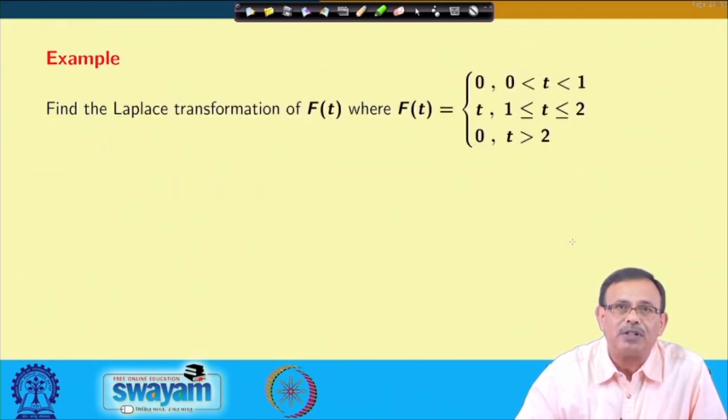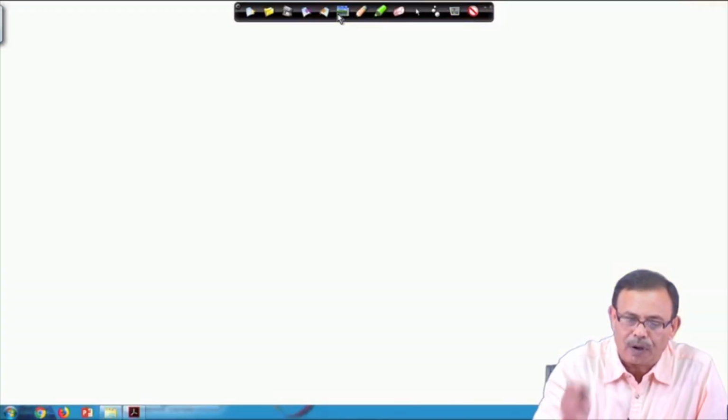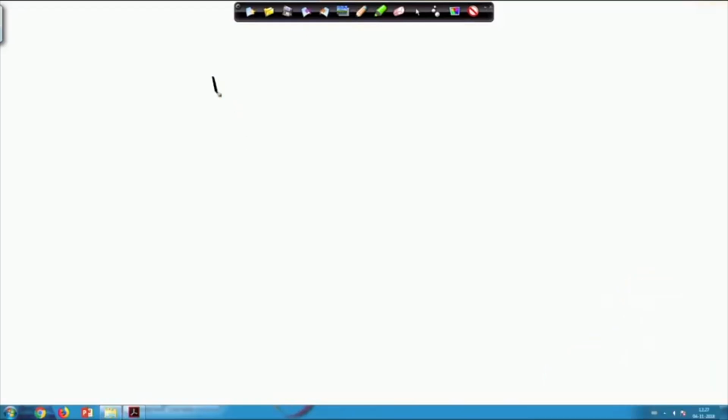The next example: let us take f(t), a function where f(t) equals 0 when t lies between 0 and 1, it equals t when t lies between 1 and 2, and for t greater than 2 it is 0. So, the Laplace transform of f(t), which you write as the integral from 0 to infinity of e power minus st into f(t) dt.